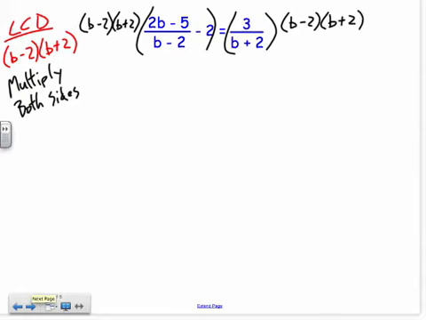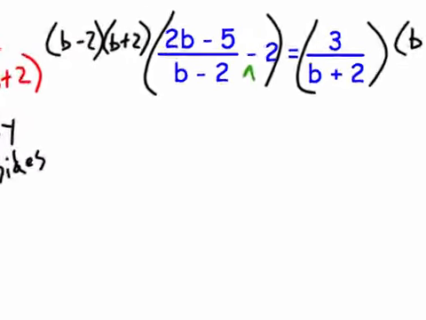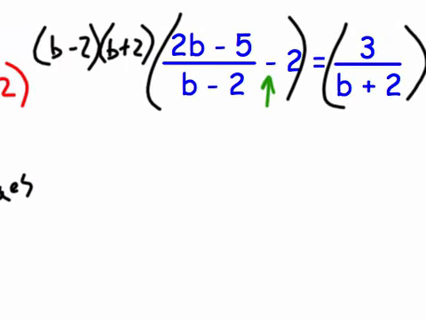Okay? So let's look at the left side here. Well, if you look at it, I have a minus sign right here, which means I have to distribute this whole thing right here. So I'm going to take this times my first fraction here. Well, if you notice, the b minus 2's cancel. So that's gone, that's gone. And you're just left with b plus 2 times 2b minus 5.